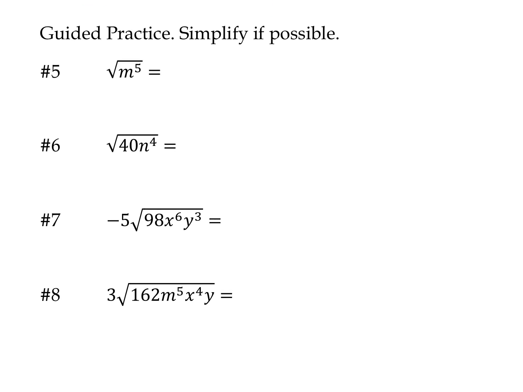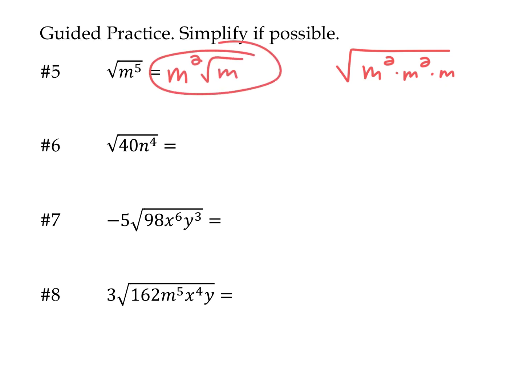So in number 5 here, we have the square root of m to the fifth. Keep in mind, that's like the square root of m squared times m squared times m, right? That's 5 m's. Really we're looking at how many pairs of m's. So we take 5 divided by 2, there would be 2 pairs of m's with 1 left over. The 2 pairs of m's is what will come outside the radical, the 1 left over stays, and we'd have m squared times square root of m.